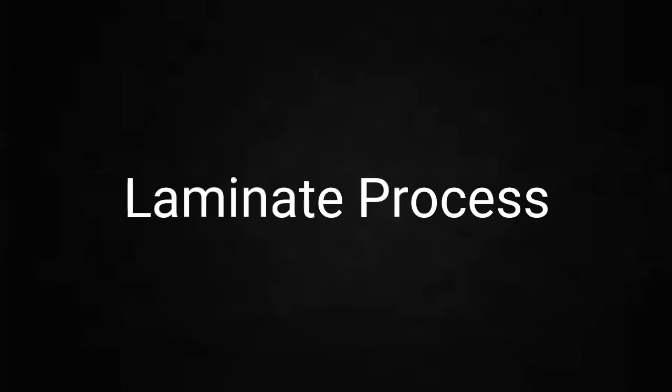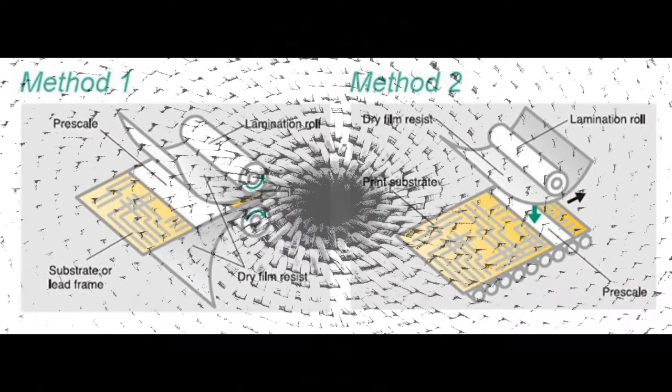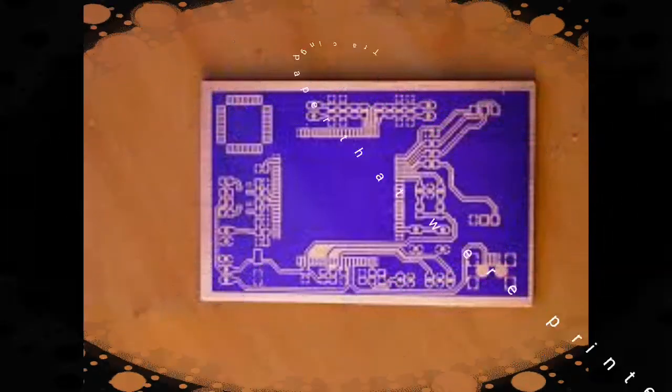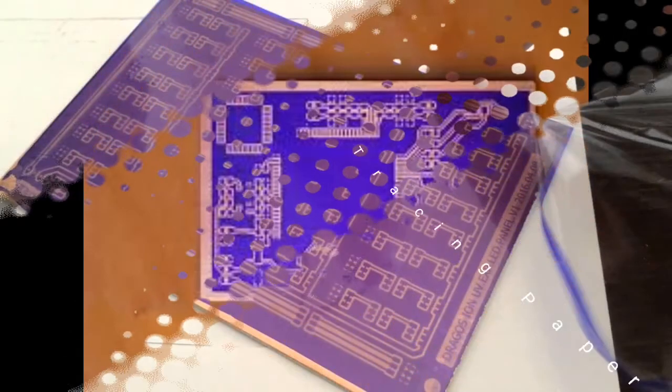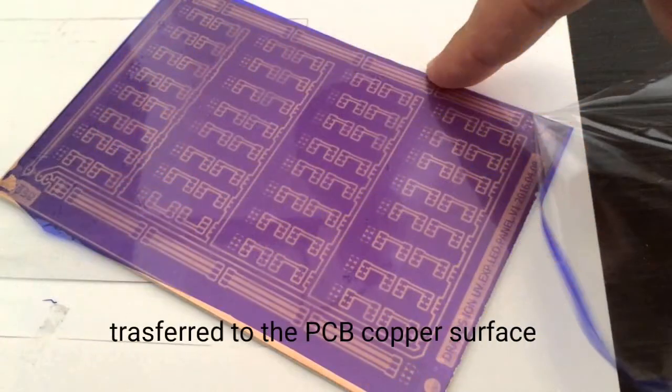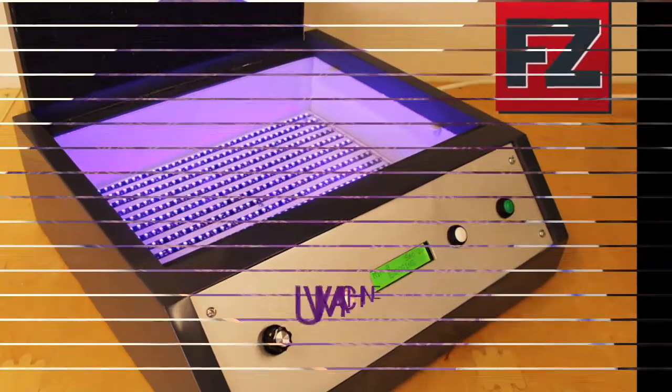The lamination process. In order to achieve a good state of lamination, the use of sellotape is important. The exposure process. This is where the printed tracing paper is transferred onto the PCB copper surface. The transferring process was done in the UV machine.